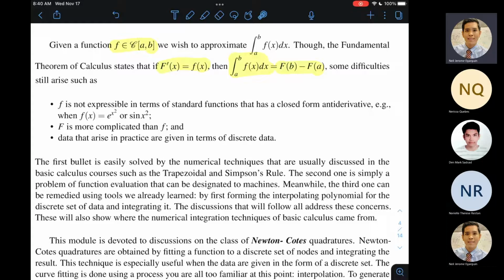Kasi pagka nagpadaan tayo ng interpolating polynomial, tas pinalitan natin yung integrand ng interpolating polynomial, what we get is a function that is easily differentiable. Easily integrable, right? Kasi ang integral ng polynomial ay polynomial pa rin. So madali siyang kunin ng integral, and then we won't have a problem similar to the second bullet. Kasi makukuha nating integral doon ay polynomial pa rin. At ang polynomial ay hindi ganun kakomplikado compared to the actual integrand. Kung meron kang degree n na integrand, yung integral niya would be degree n plus 1.